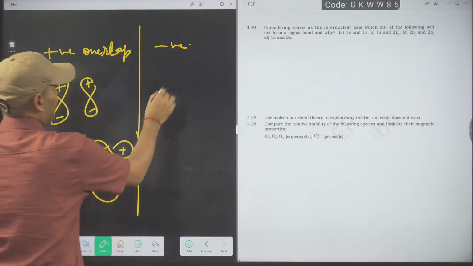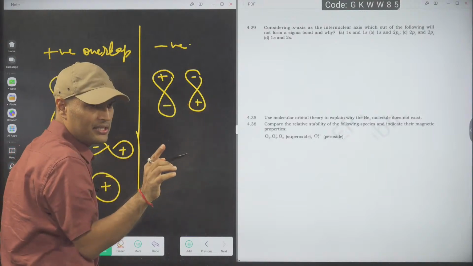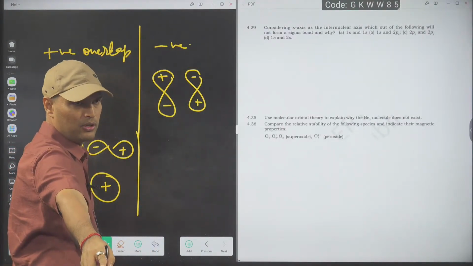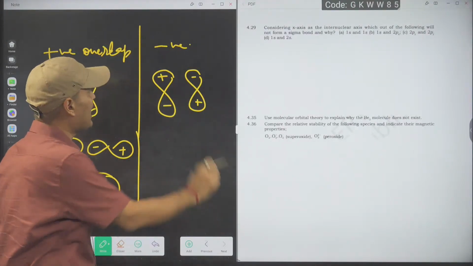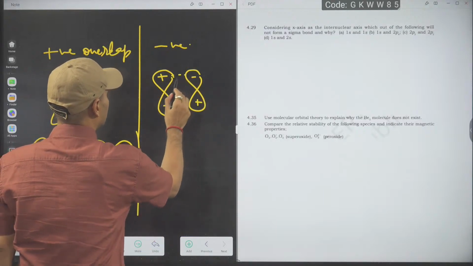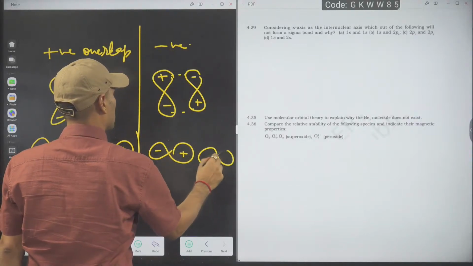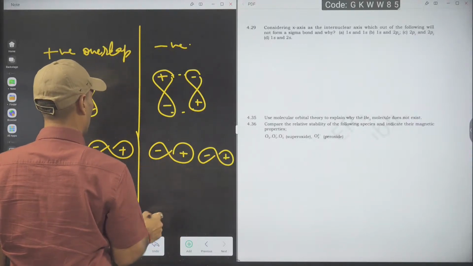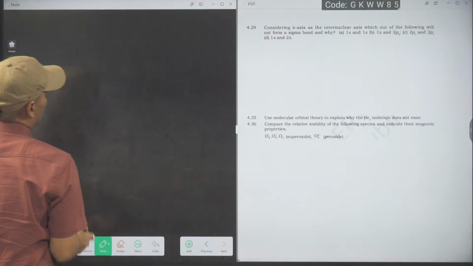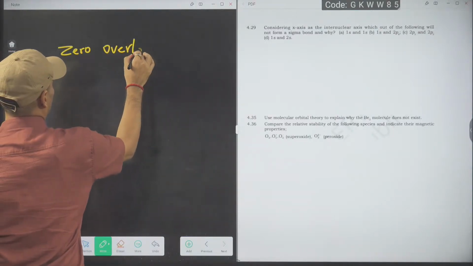If opposite sign overlap, then negative. These signs are not charges. This question came in the paper just the day before yesterday, I think. These positive and negative signs are not charges; that is wrong. If opposite signs overlap, it is negative. These are basic things which everyone should know. Sir, I have also heard about zero overlap.